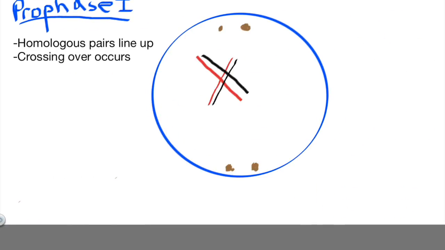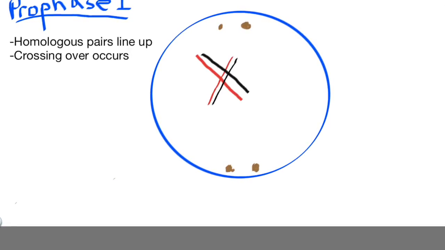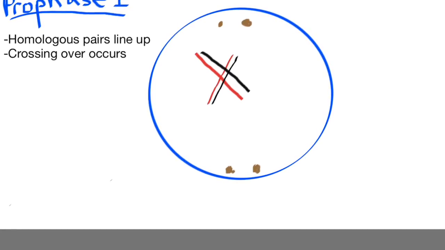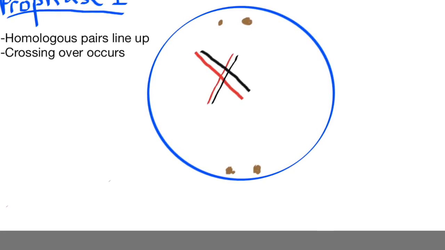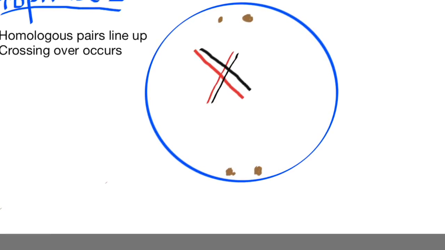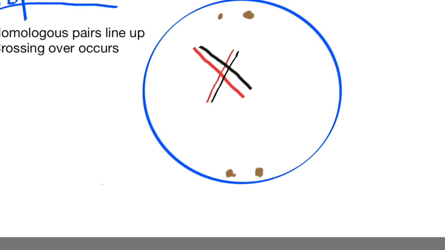Next is prophase 1, where the homologous pairs line up and create tetrads. Homologous pairs are just chromosomes that are about the same length and that typically share the same genes. While they are together, crossing over occurs. Crossing over is when homologous pairs exchange genetic material. This results in recombinant chromosomes. This exchange is part of the reason why everyone is so different.